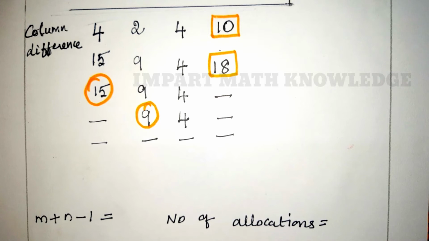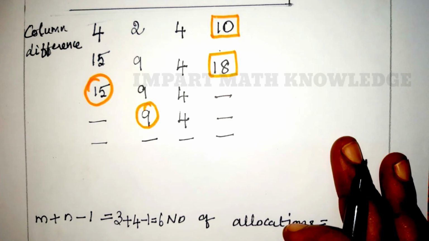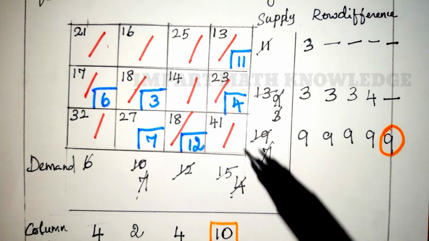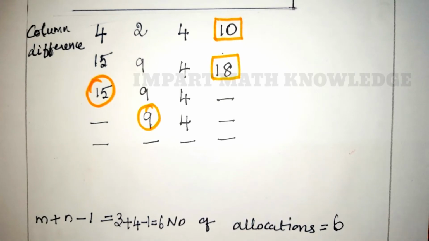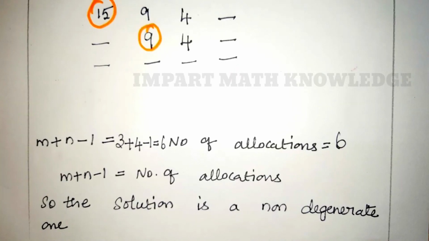Once you allocate, you have to check whether m plus n minus 1 is equal to the number of allocations or not. Here m is the number of rows, 3 rows, n is the number of columns, 4 columns, minus 1. This is equal to 6. Number of allocations: 1, 2, 3, 4, 5, 6. Number of allocations is equal to 6. Here m plus n minus 1 is equal to the number of allocations. So the solution is a non-degenerate one.